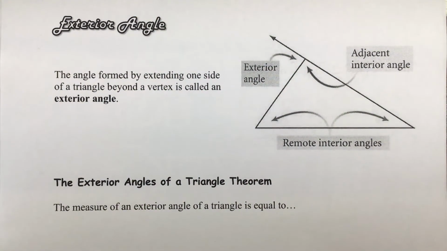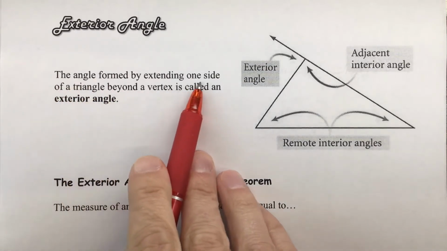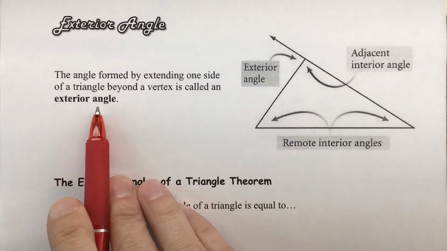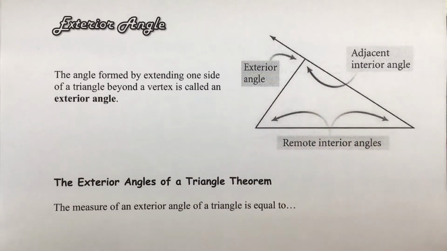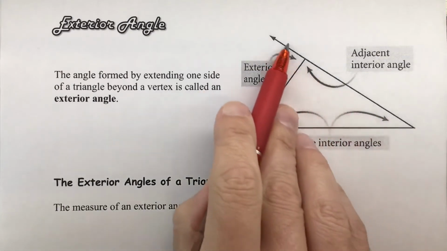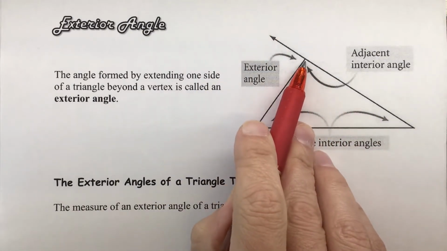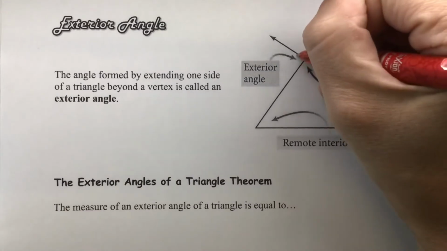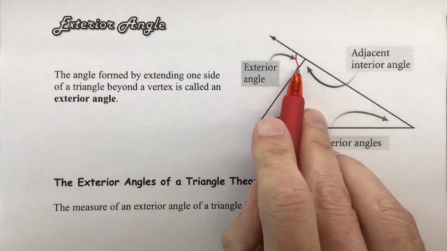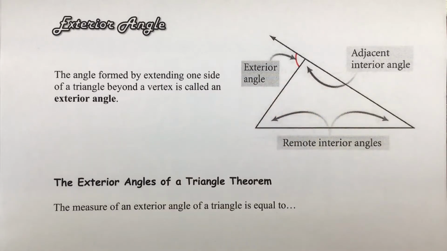Let's talk about the exterior angles of triangles. An angle formed by extending one side of a triangle beyond a vertex is called an exterior angle. Okay, so we have a picture here of a regular type triangle. This side right here appears to be extending past that vertex. And when it does that, we create an angle on the outside, which we call an exterior angle. It's on the outside, hence the name exterior.